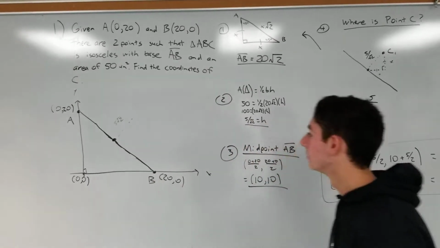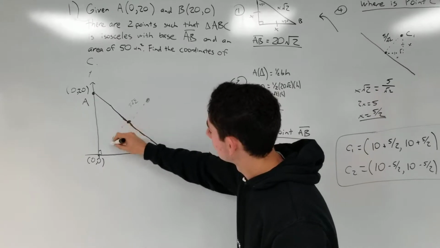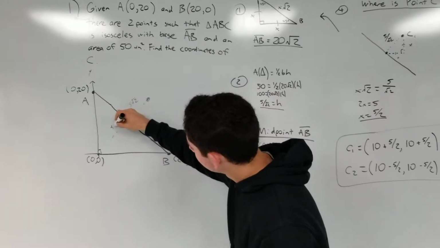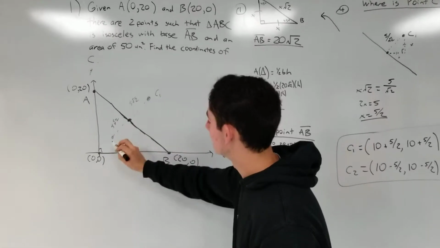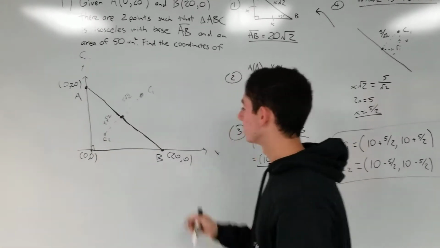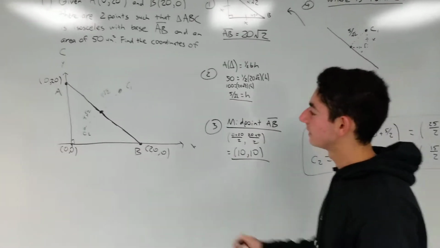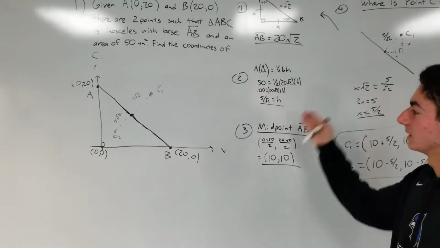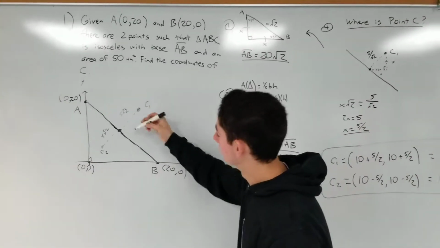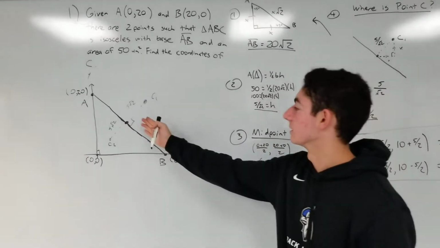Okay, we're trying to find point C. Call it C1 and C2. I'm trying to find those 2 points. So the first thing I did was find the midpoint, because when you have something like this, to find the height, you want to draw a line perpendicular, so you can give us the whole height of the triangle.